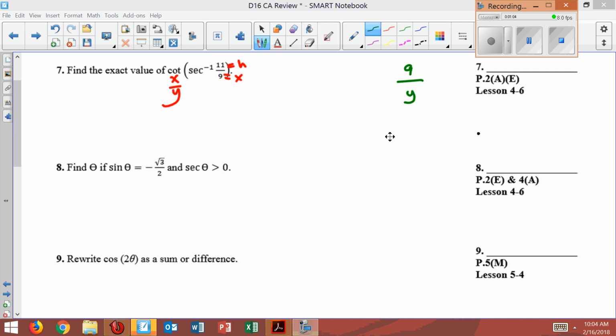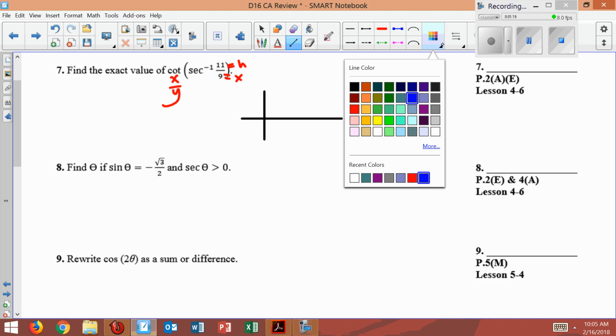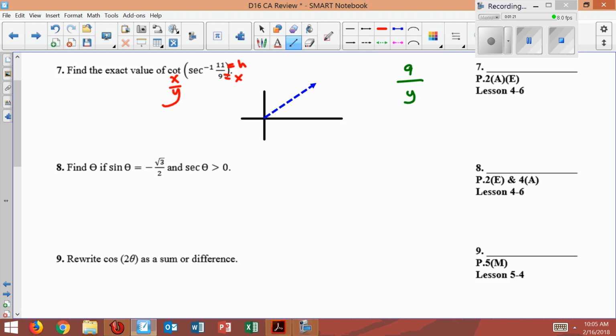So here's what I'm going to do. I'm going to draw a triangle. All I know so far is that x is positive 9. So when I draw this, I know I'm going to be in one of these two quadrants. I do not know if the y is positive or negative, so I'll draw them both, and we're just going to have a plus or minus in the answer. But here's what we're given so far. Let me connect these.